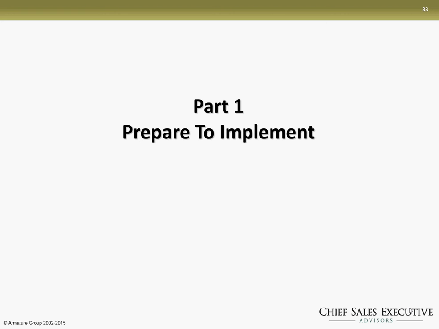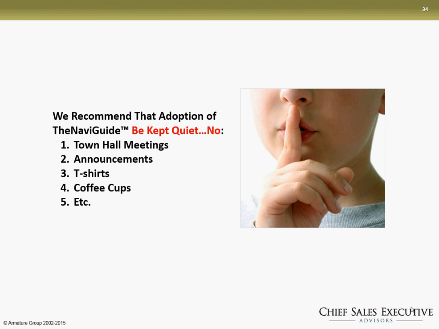Now let's take a look at what it takes to prepare to implement the TheNaviGuide. First, we recommend that you keep adoption of the TheNaviGuide quiet. No town hall meetings, no announcements, no coffee cups, no new mouse pads. Keep it quiet because salespeople are show me kind of people. They don't want to be told what to do. They want to see proven success. When they see it, they'll adopt it.